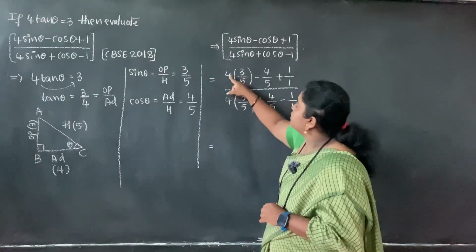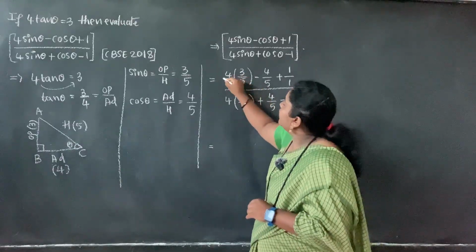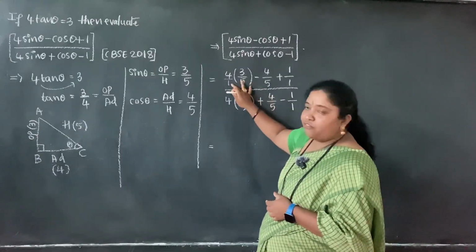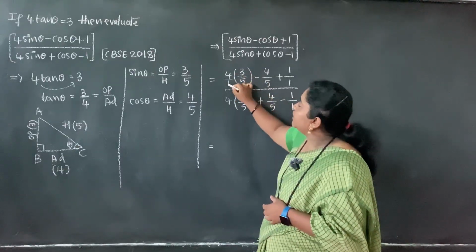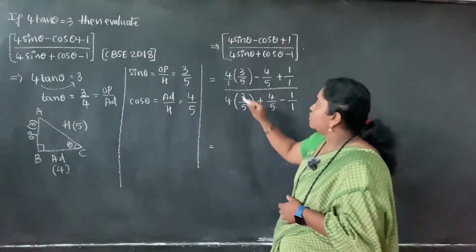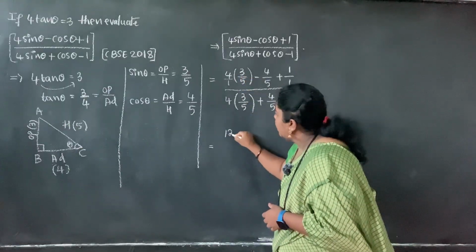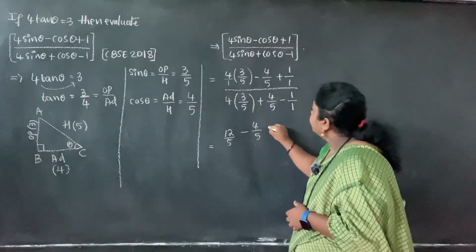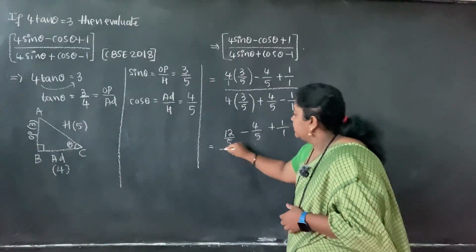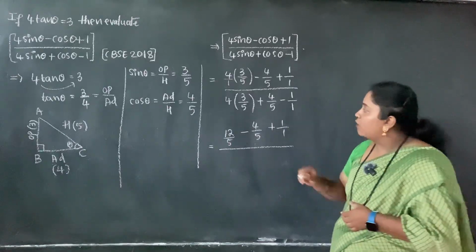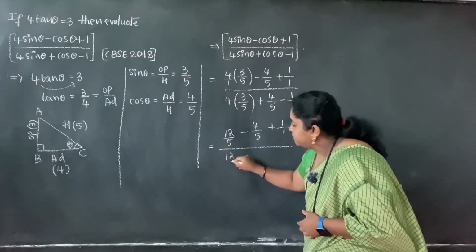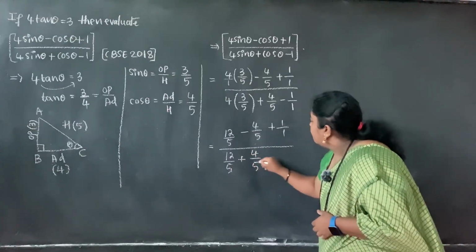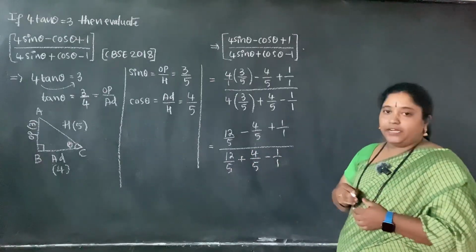Now we'll simplify this. 4 3s are 12, because you know, when I write 4 here, it is nothing but 4 by 1. And what is the multiplication in case of fractions? Numerator into numerator, denominator into denominator. 4 3s are 12, 1 5 is 5, minus 4 by 5 plus 1 by 1. In the denominator also we have to do the same thing: 4 3s are 12, so 12 by 5 plus 4 by 5 minus 1 by 1. This is how I need to simplify.